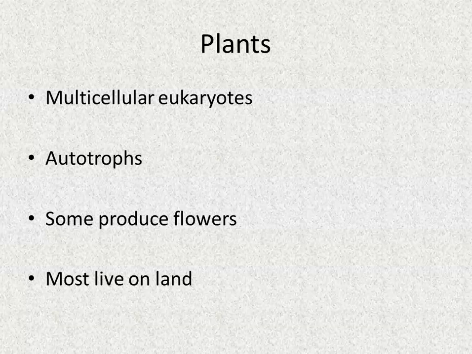We have the plant kingdom as well. Plants are all multicellular eukaryotes. They're autotrophs, which means through photosynthesis, they all make their own food. And some can produce flowers, and most of these will live on land.